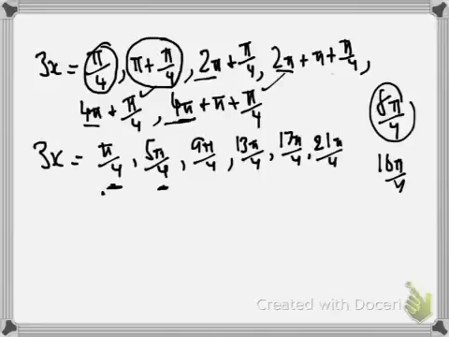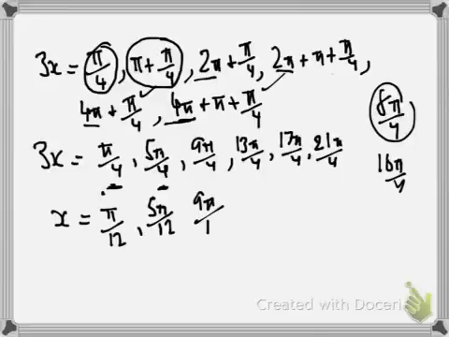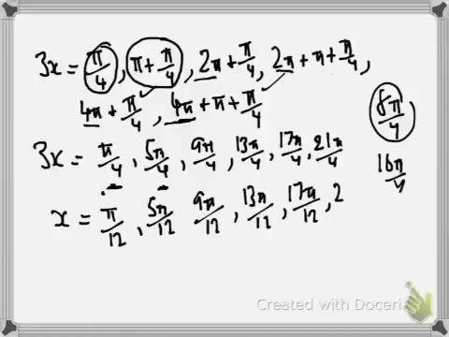Now, why do we go out to 6 pi? Because now we're dividing through by 3, which brings us back to 2 pi. So I divide all of these now by 3. The shortcut is that you multiply the denominator by 3. So that's going to be pi on 12, 5 pi on 12, 9 pi on 12, 13 pi on 12, 17 pi on 12, and 21 pi on 12.